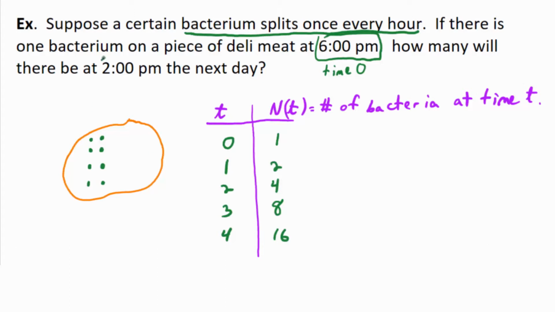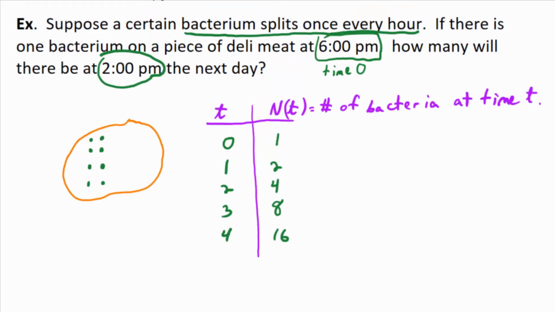2 o'clock the next day is how many hours later after 6 o'clock? Well, it's 4 hours short of 24 hours, right? So it's 20 hours later. But I don't want to go all the way up to 20 with this pattern, with this table I've created. So let's see if we can identify a pattern here.